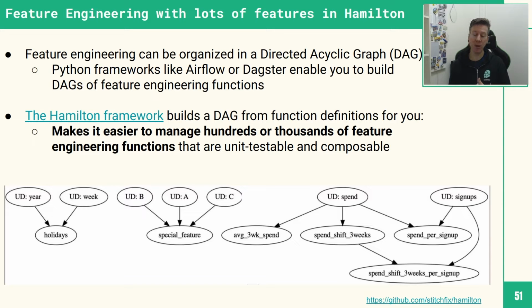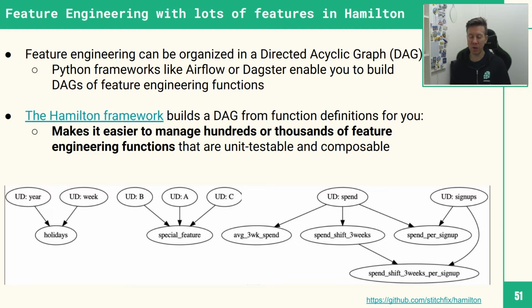Now, in many cases, when people hear directed acyclic graph, they think of frameworks like Airflow, Dagster, but those frameworks are orchestration frameworks. They're for running DAGs of jobs, right? So complete jobs. Now, in this case, we're just talking about computing individual features from other features. So it's going to be the same Python program. It's still a directed acyclic graph, but it's within a program. And Hamilton is a way of making it easier for you to build a DAG of these feature definitions, enabling it to scale to manage hundreds or thousands of features.